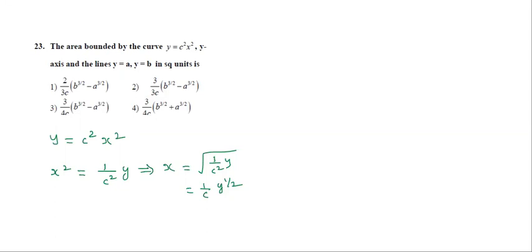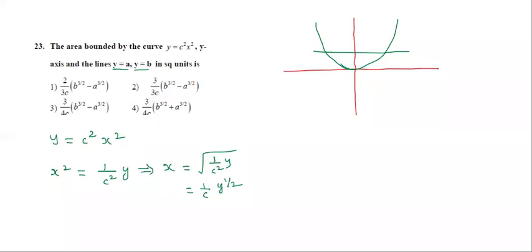So first, draw the diagram. This is the coordinate system, and x square is equal to 1 by c square y. So that is x square is equal to 4ay, like that is said. So this is the curve. And here y is equal to a, y is equal to b. Here a is greater than b, or less than b is not given. So I am taking first y is equal to a, next y is equal to b. So observe here, this is the required area.